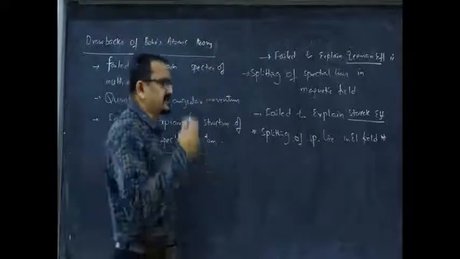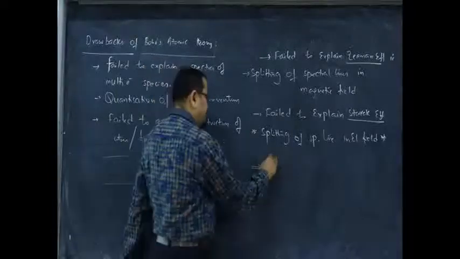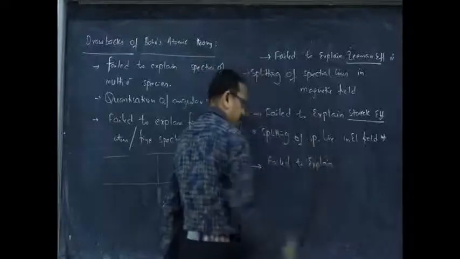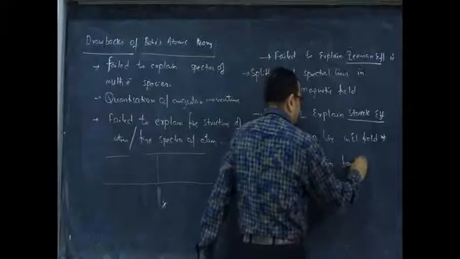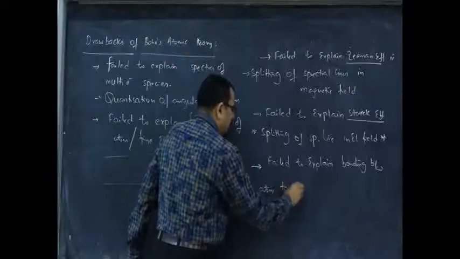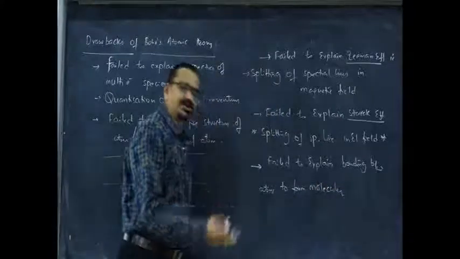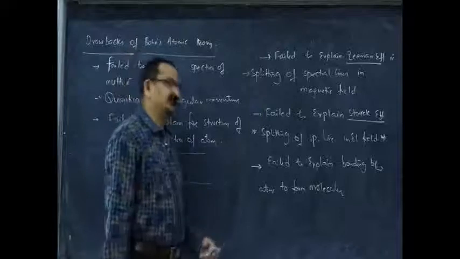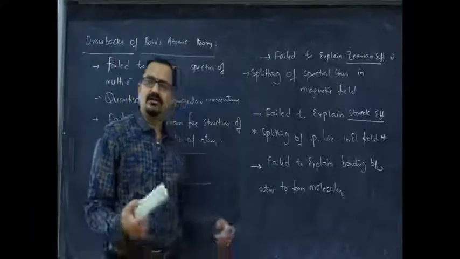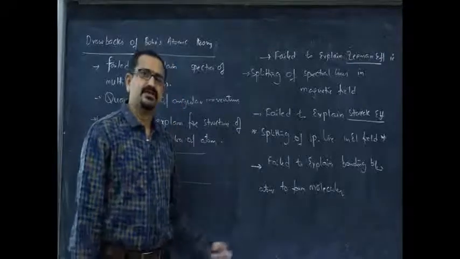And like this, one by one, so many drawbacks were raised for this theory, like failing to explain chemical bonding between atoms to form molecules. The phenomenon of bonding between atoms during the formation of molecules was also not explained by Bohr's theory. From this one can understand that there was a huge requirement for a more satisfactory explanation for all these things.